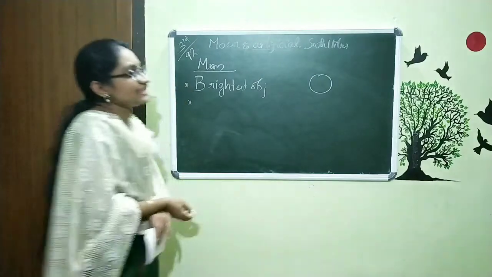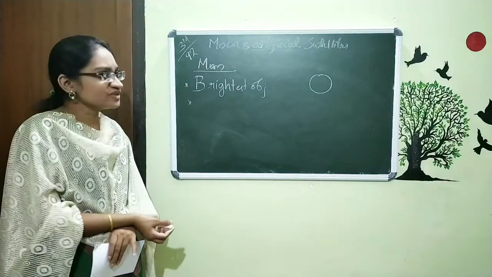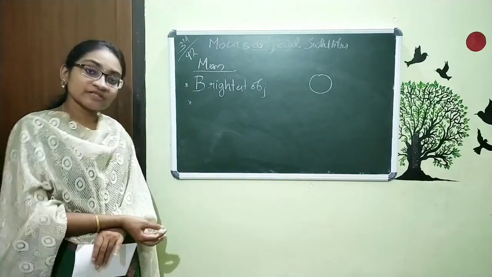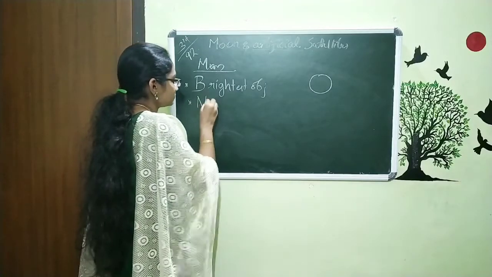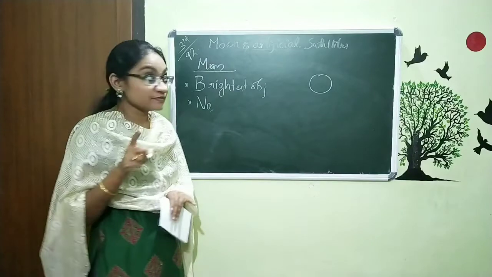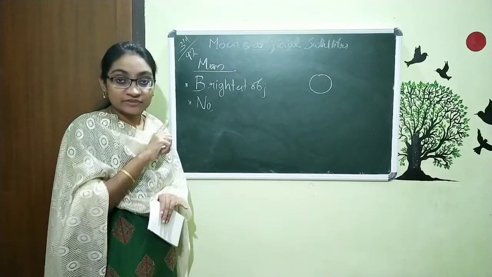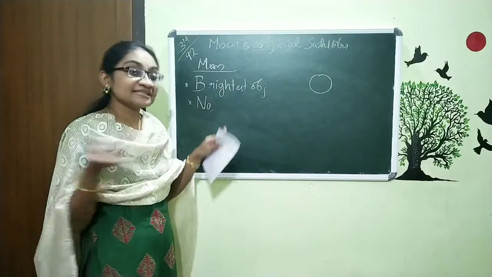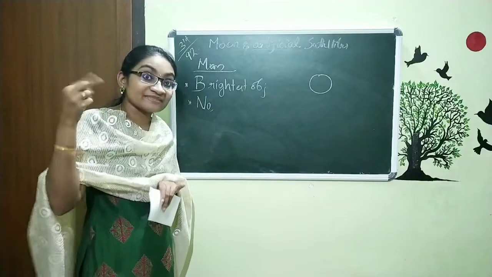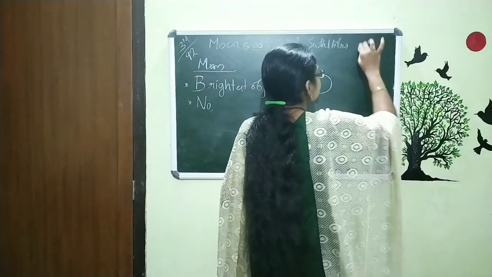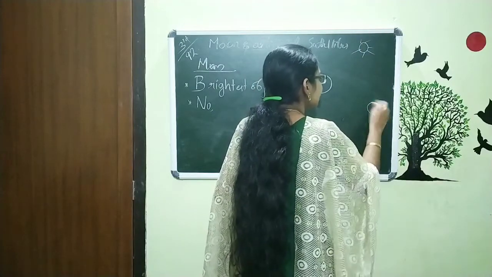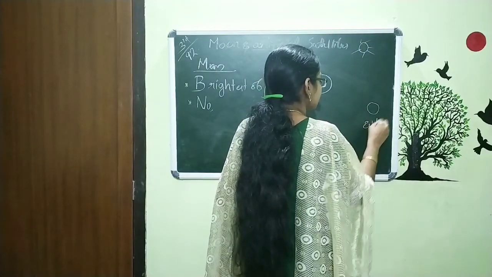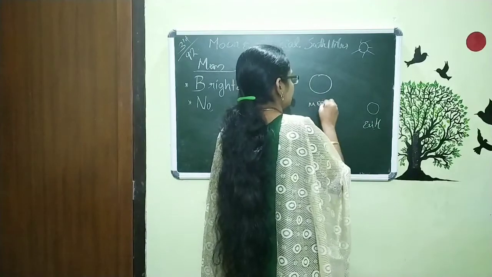Now the question is this. We can see light from the moon. Is this light produced by the moon itself? No. The light we see on the moon is actually not produced by the moon. That is the light coming from the sun. That means this is our sun, this is our earth, this is our moon.